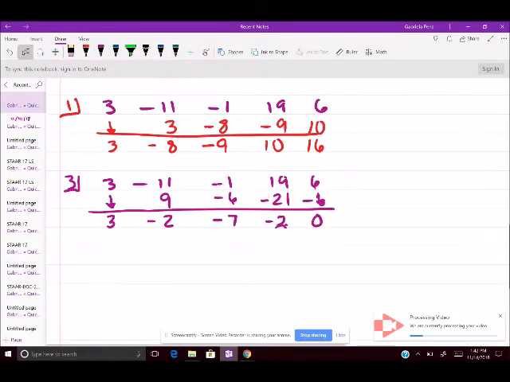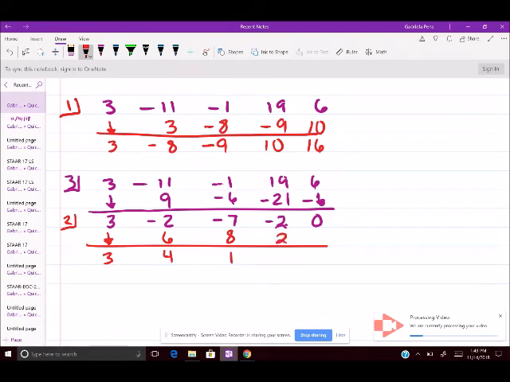Do you want to keep working with the positives? Do you want to try negative? You tell me what you want to try next. What do you want to try? 2. A positive 2? Let's check that out. So we bring this guy down. 3, 6. That's a 4. 4 times 2, 8. That becomes a 1. 1 times 2 is 2. And now I get a 0.